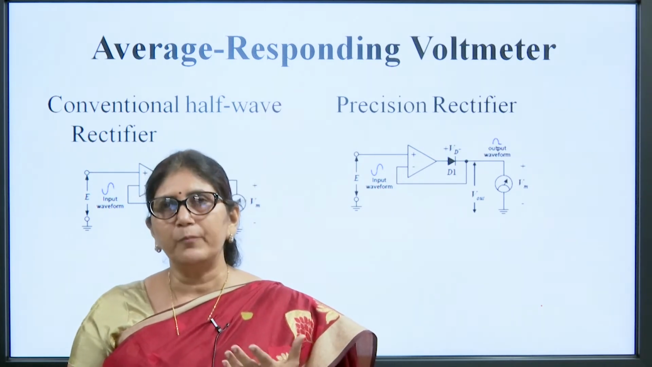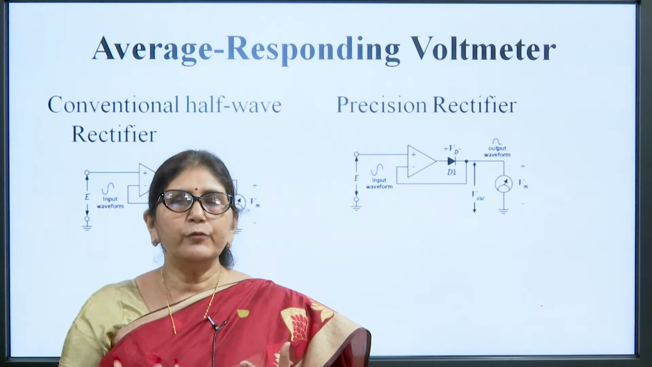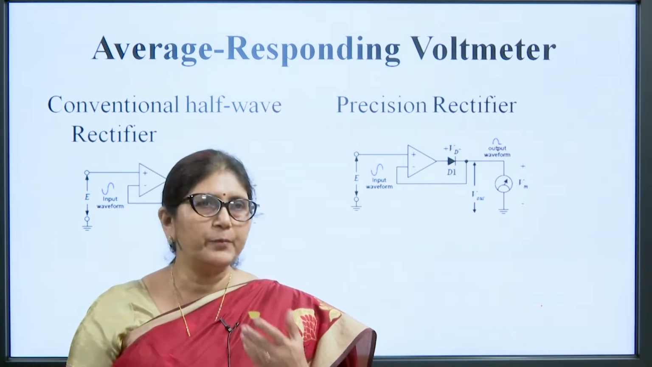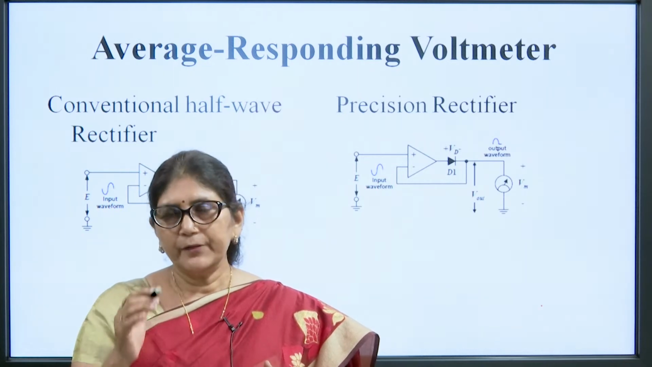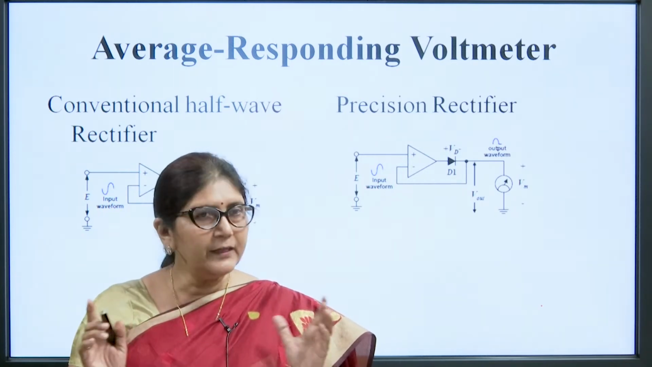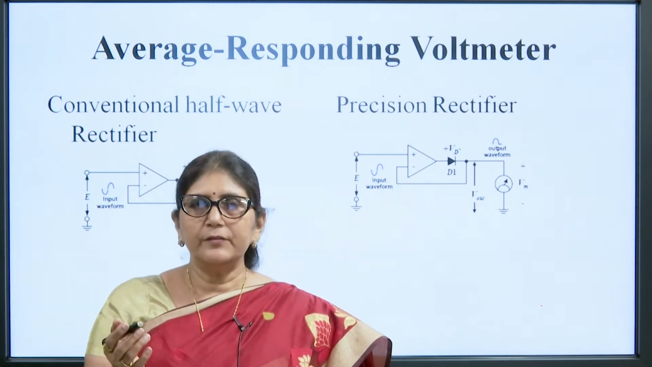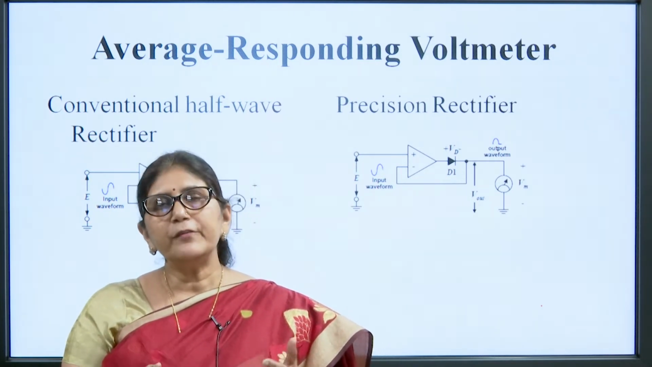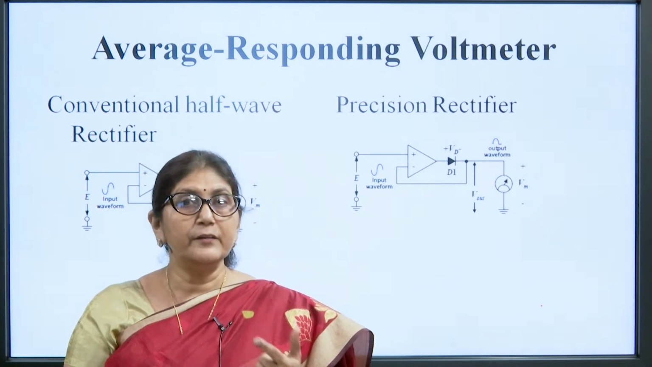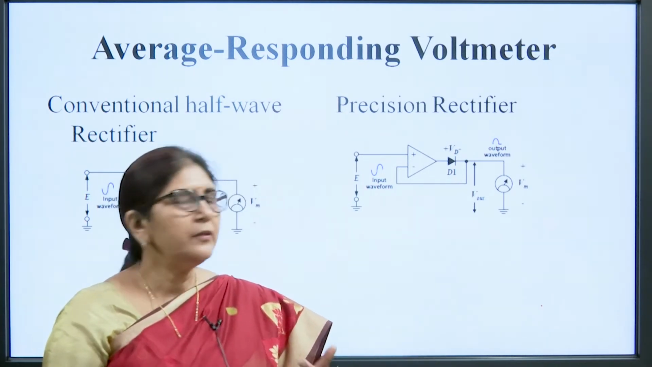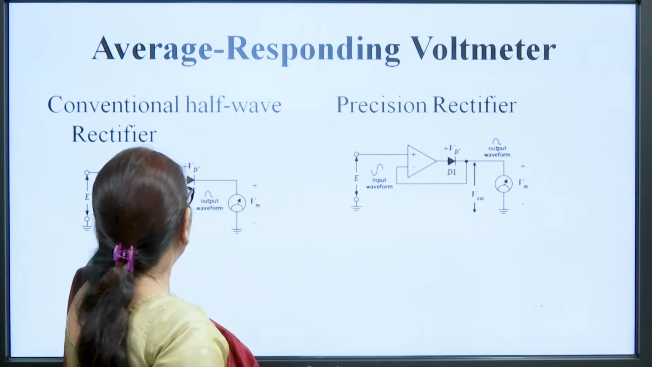Here we are using an operational amplifier. So, what is the characteristic of an operational amplifier? Ideally, it has infinite input resistance and 0 output resistance, but practically it offers very high input resistance, approximately 10 mega ohm. So, if we want to measure, we are using an op amp.